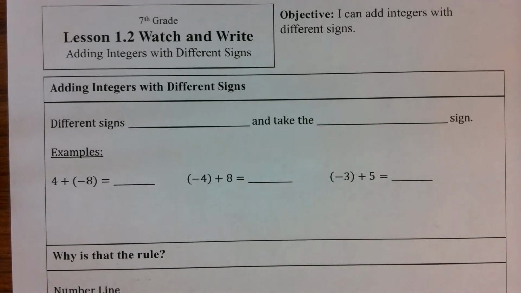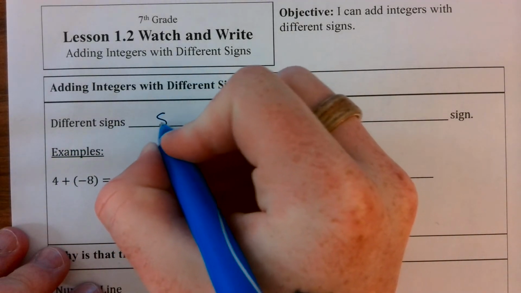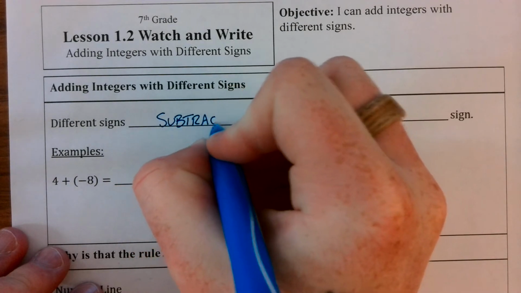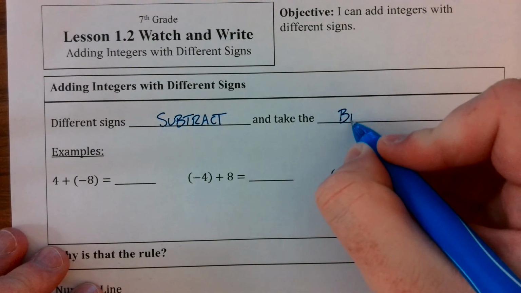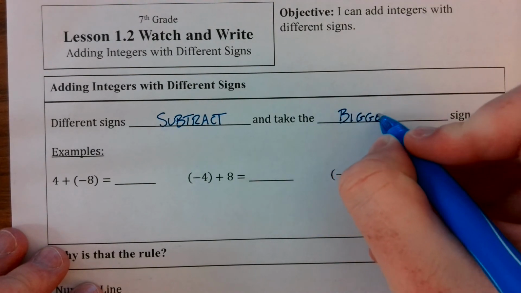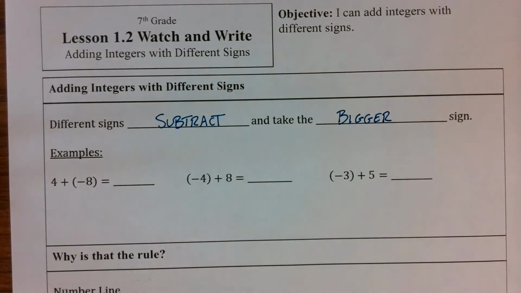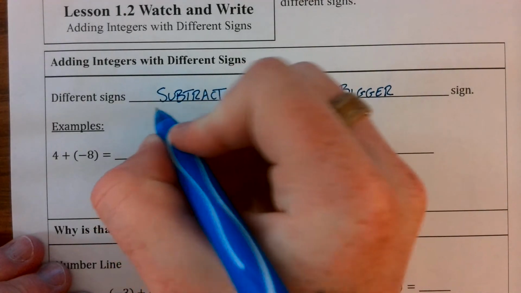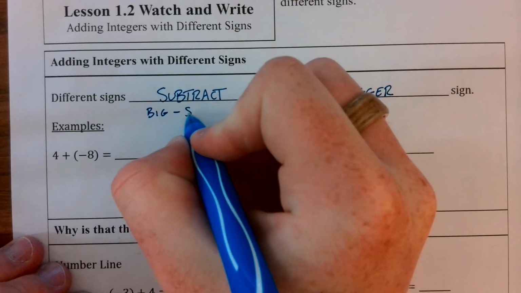All right, so when we've got different signs, we want to subtract, and take the bigger sign. Here's what that looks like. When we want to subtract, we take the absolute value and do the bigger number minus the smaller number.